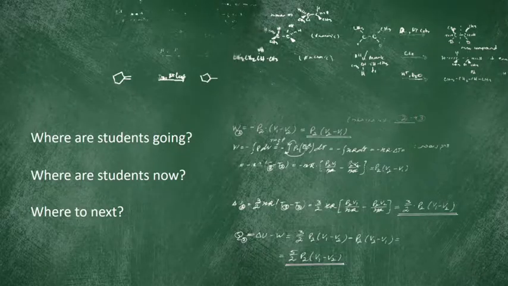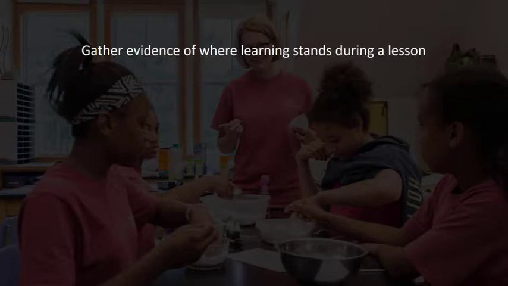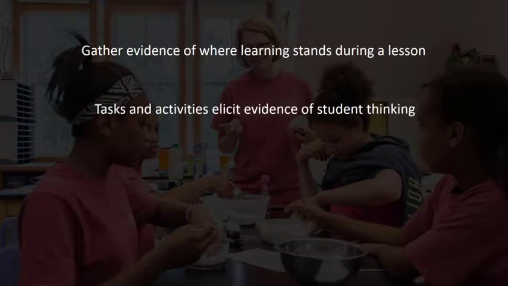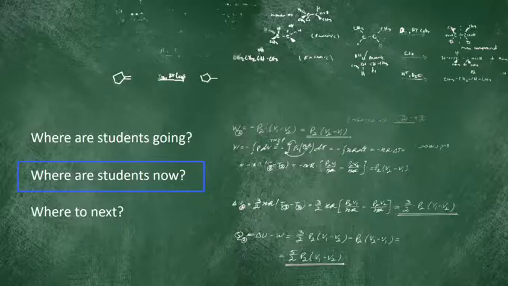The practice of gathering evidence begins to answer the question, where are students now? Teachers and students gather evidence of where learning stands during a lesson. Evidence is gathered through tasks and activities designed to elicit evidence of student thinking, deliberate and planned questioning strategies that help make student thinking visible, and student self-assessment.